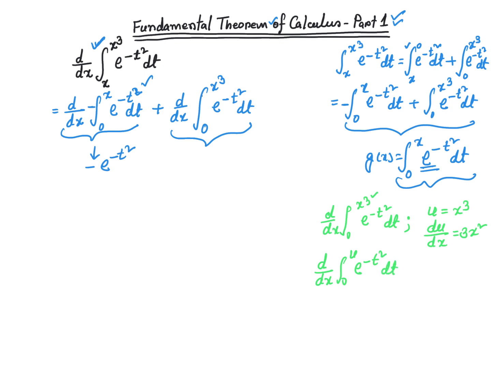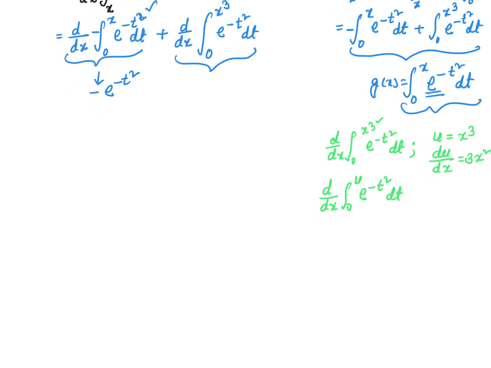Now I'm going to use the chain rule. So I'm going to rewrite it as d over du of the integral from 0 to u of e to the power negative t squared dt. Now look, this looks like the antiderivative definition. Times the derivative of u with respect to x. So this is going to be nothing but e to the power negative u squared, according to the fundamental theorem of calculus part 1, times du over dx.